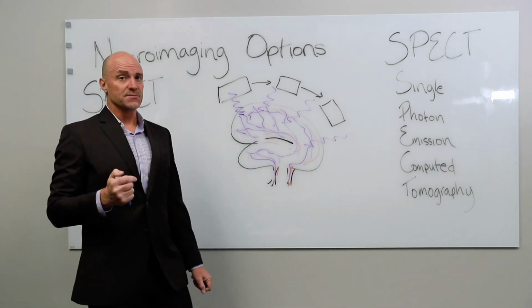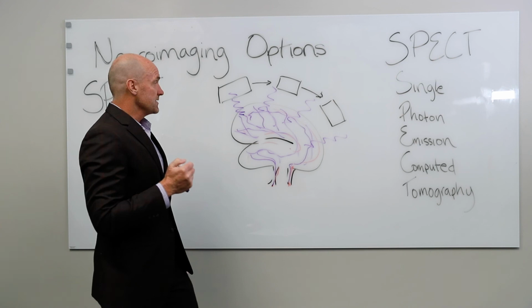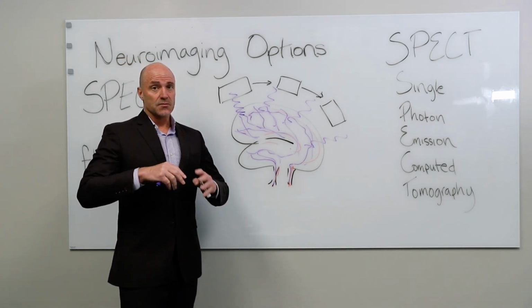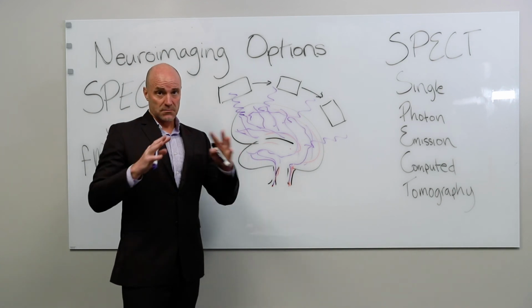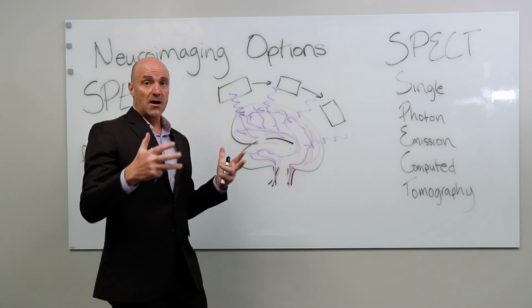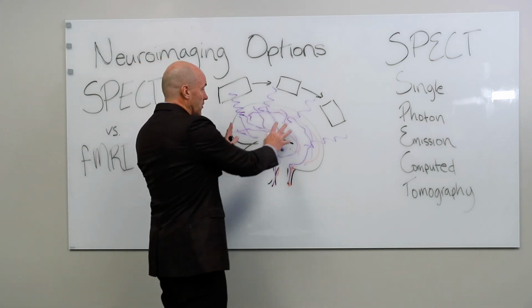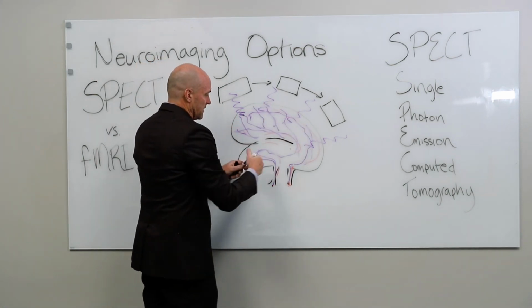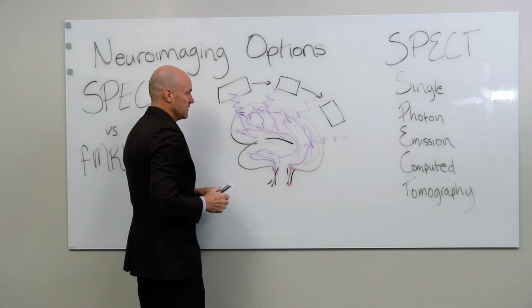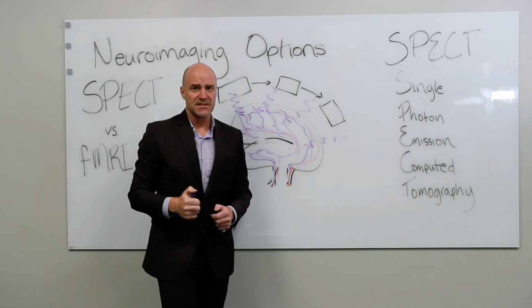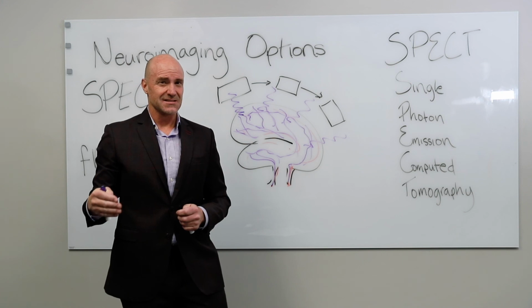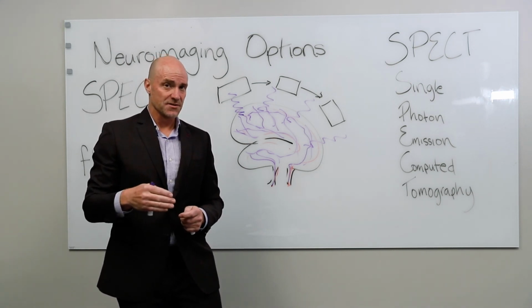Now, this is a problem in SPECT imaging, because the way that SPECT imaging works with respect to cognitive tasks is that it gives you kind of just an overall picture of how blood flows throughout larger regions of the brain, lobes, let's say, of the brain, rather than very specific regions. And the reason has to do with how the task is administered and measured.